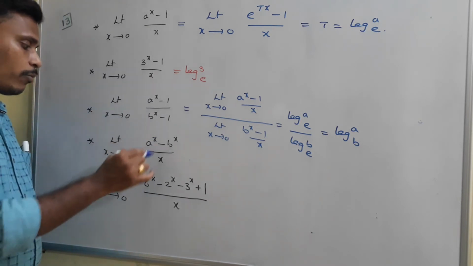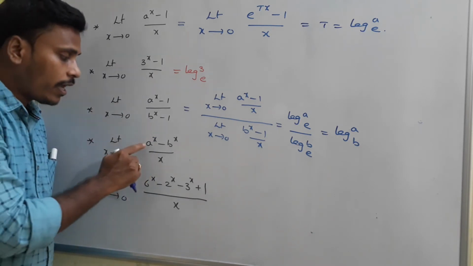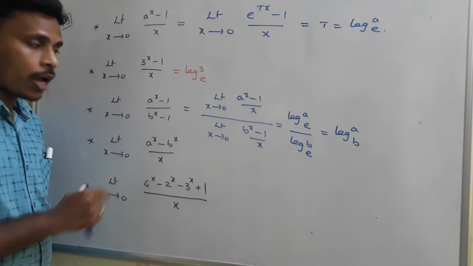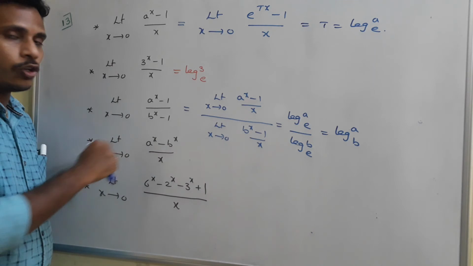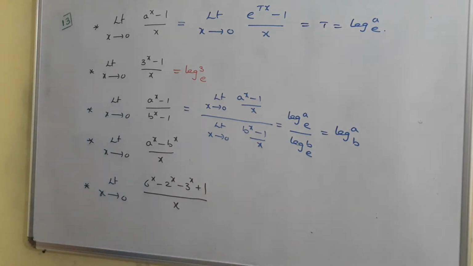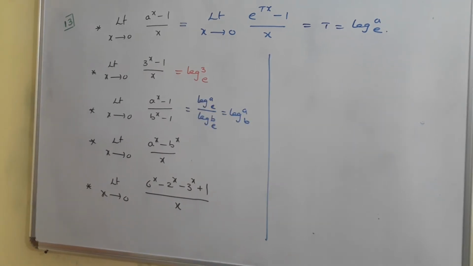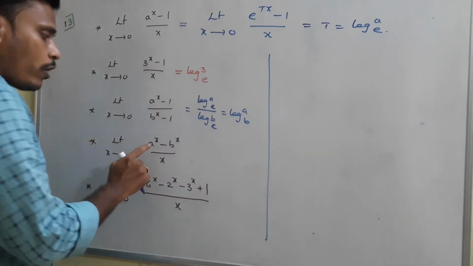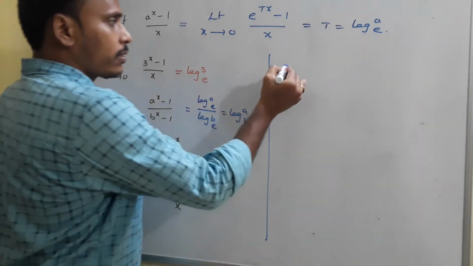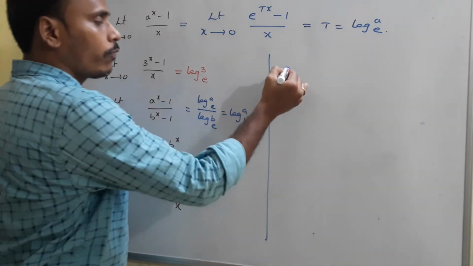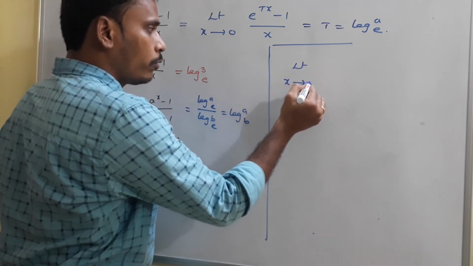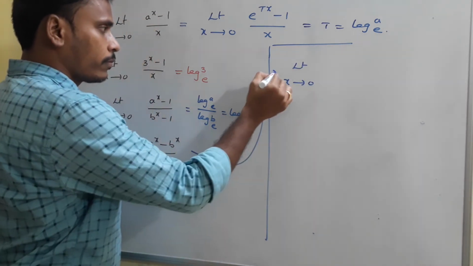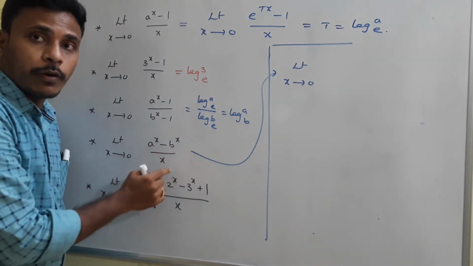That's it. Now think about this limit as x tends to 0 of (a power x minus b power x) by x. How can we do it? Okay, just have a look. I will erase it and then do it in the space. Limit as x tends to 0, a power x minus b power x by x. Okay, this problem I am going to solve.